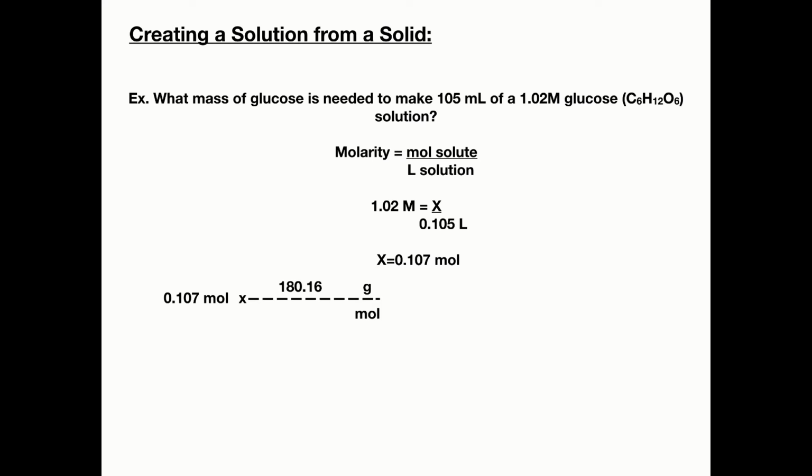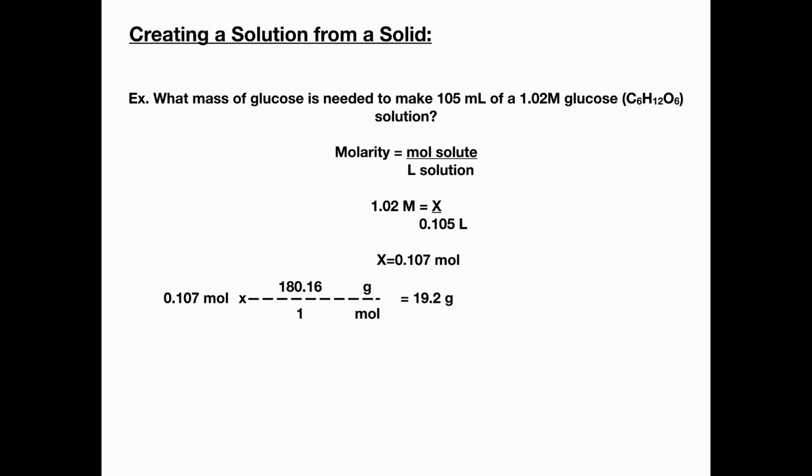So there are 180.16 grams for every 1 mole, because remember the units for molar mass are grams per mole. So I'm going to multiply 0.107 moles by 180.16, and what I get for my answer is 19.2 grams. So that's all this question asked for, and I could leave it at that, but I wanted to briefly explain how to make this solution.